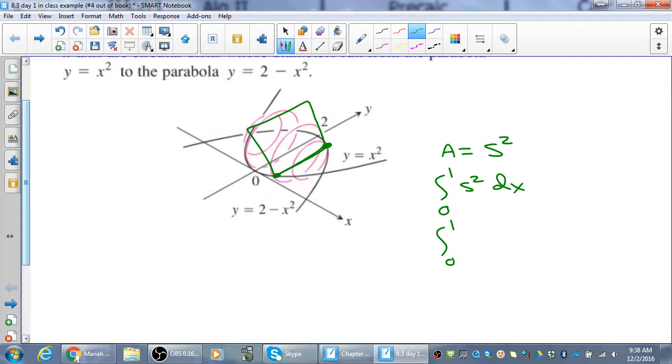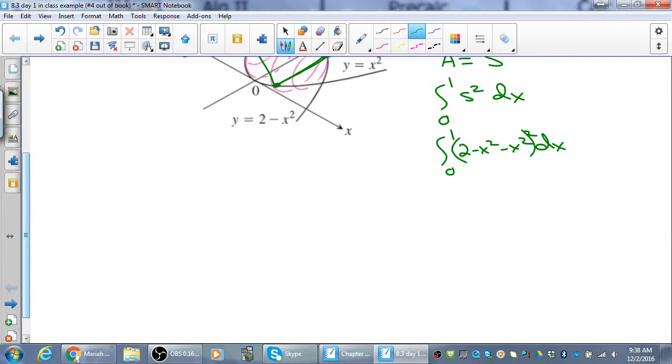This is the entire side. We don't want to take half of that. We want the whole side. And that's still the top function minus the bottom function. That's 2 minus x squared dx, but we want that squared, of course, because it's side squared. That is the side. 0 to 1 of (2 minus 2x squared) squared.